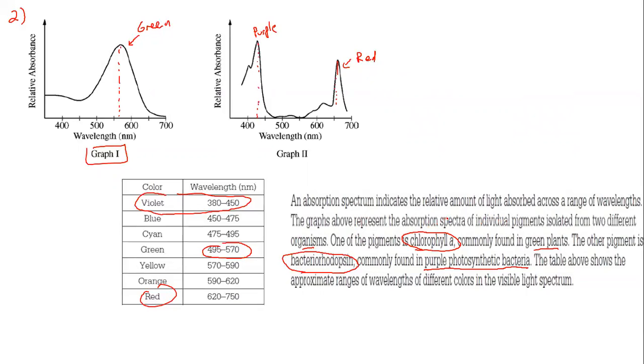The graphs represent individual pigments isolated from two different organisms. One of the pigments is chlorophyll A. The other pigment is bacteriophytopsin. And this just shows the amount of wavelengths that they actually have. So let's do a quick analysis of what we were measuring. Notice that they were given all the same amount of light. So what are the variables here? I would say the variables are the type of pigments that they have, and they're measuring the absorbance.